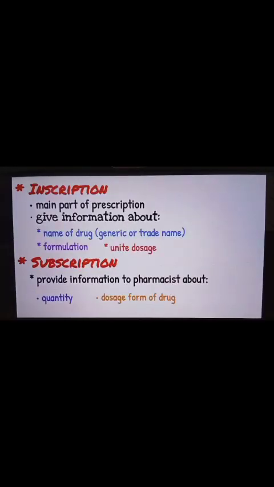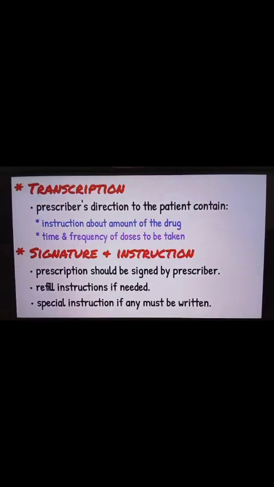Next, inscription. Inscription is the main part of the prescription. It gives information about the name of the drug, formulation and unit dosage. Next, subscription. It provides information to the pharmacist about the quantity and dosage form. Transcription prescribes directions to the patient, containing instructions about the amount of the drug, time and frequency of the dosage to be taken. Last one is the signature. The prescription should be signed by the prescriber. Refill instructions if needed. Special instructions, if any, must be written.